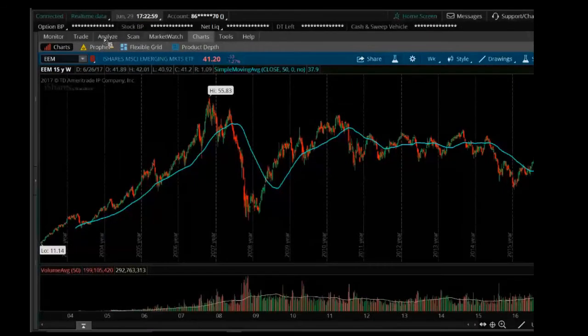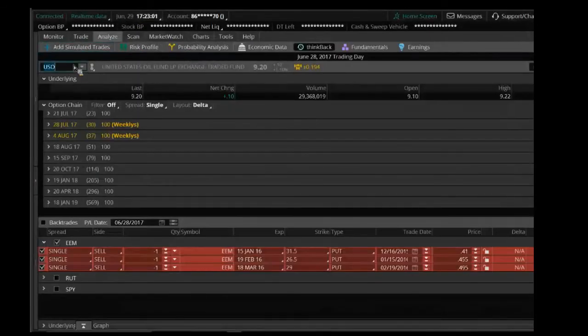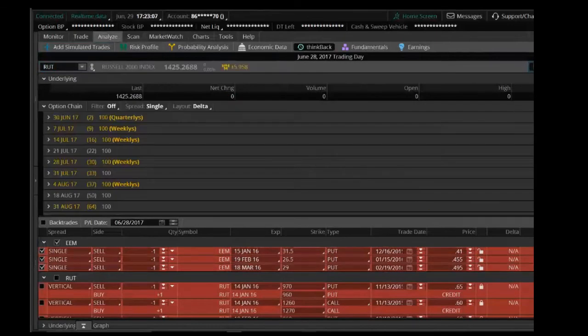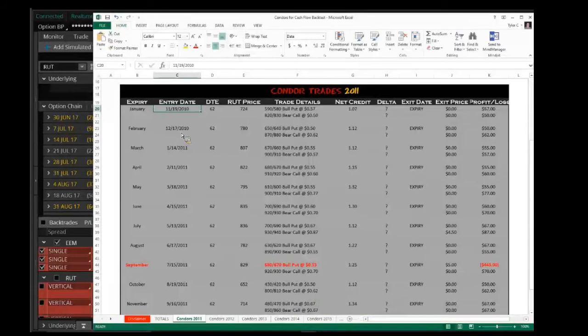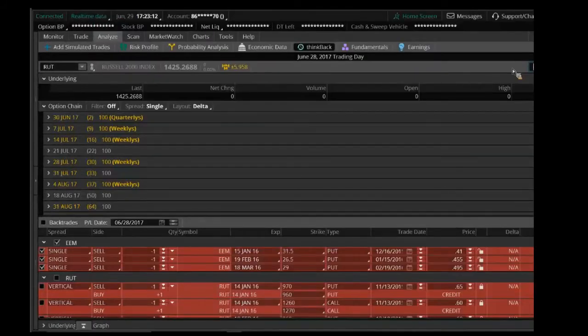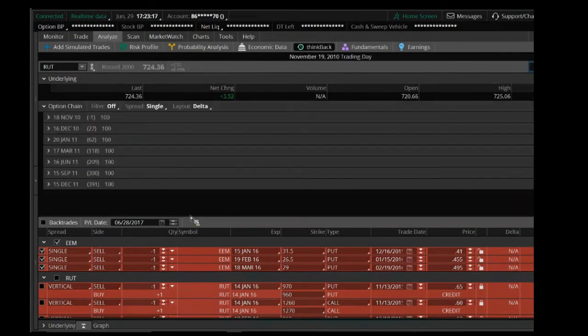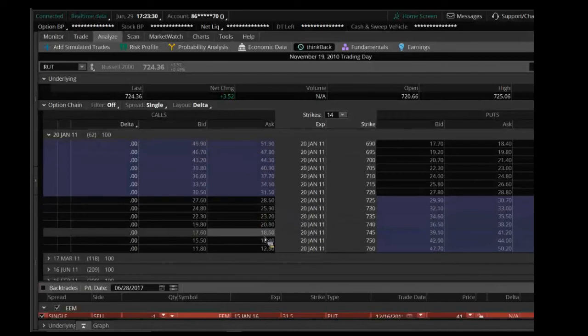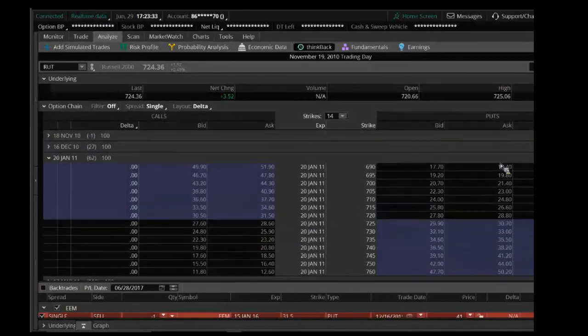In ThinkBack, I came to the Analyze tab and put in the RUT, because that's the index we were trading. And what did I say the date was? November 19th, 2010. Boom. I went back and built the trade. For the Jan 2011 expiration, 62 days out, I found which bear call spread and which bull put spread I would have sold, based on the prices and my rules.